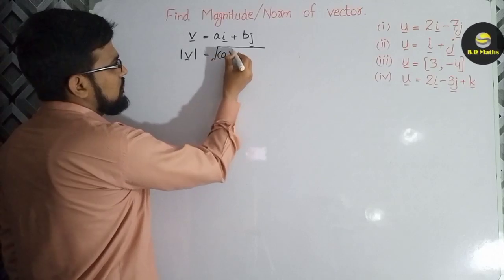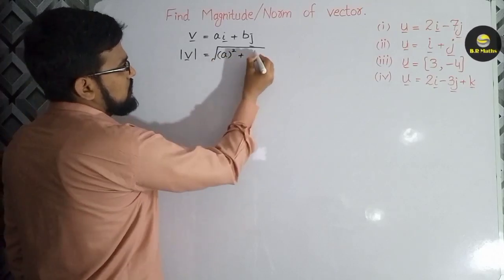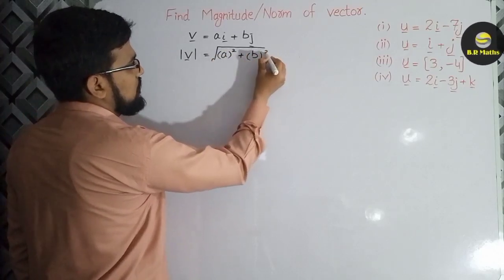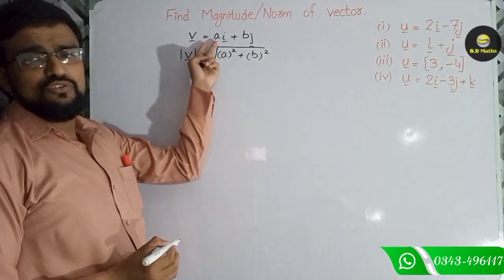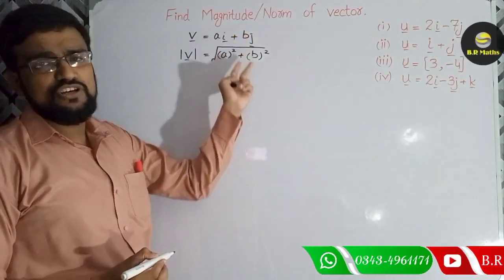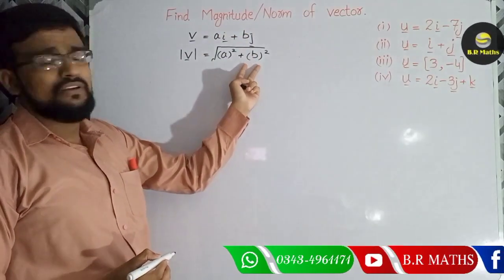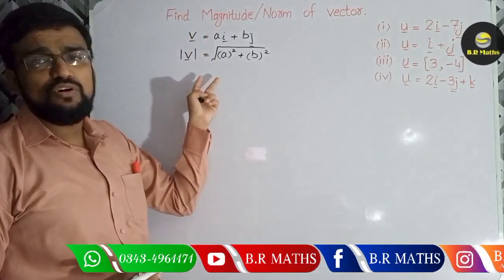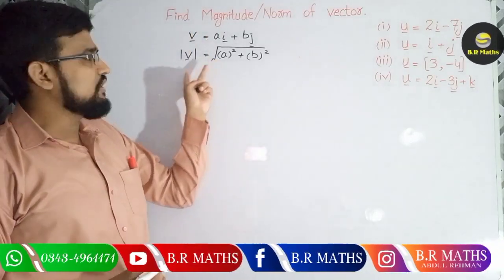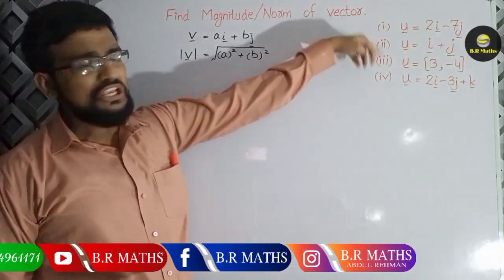A square plus B square. The coefficient of i squared plus the coefficient of j squared, and then the whole square root. This is called the magnitude of a vector. According to this rule, find these questions.